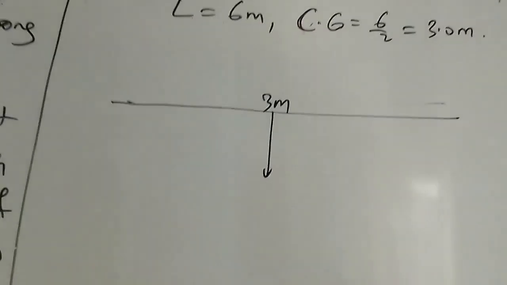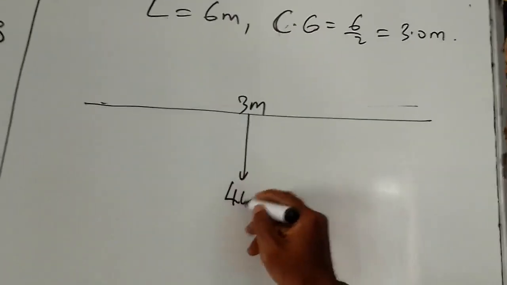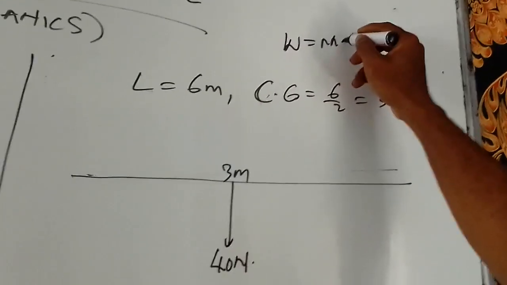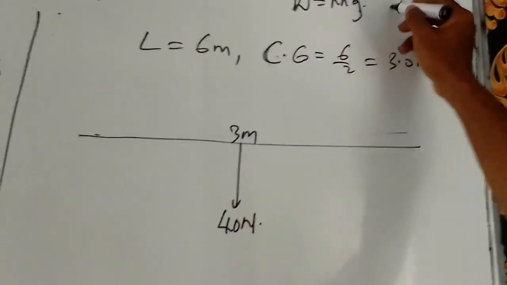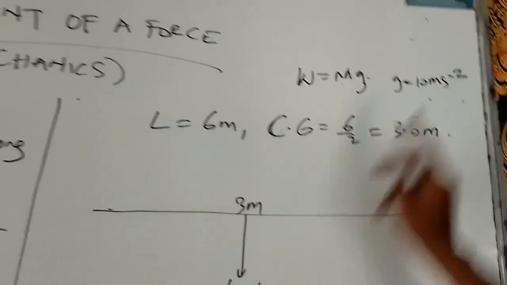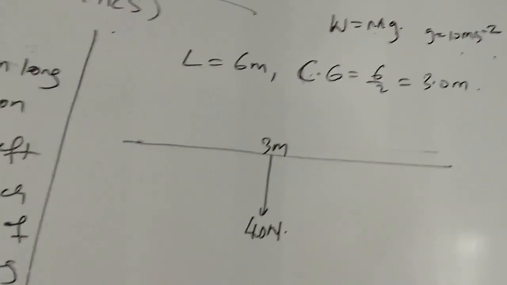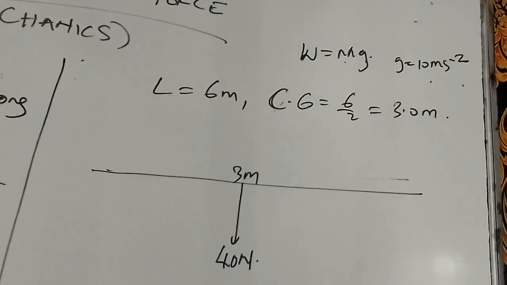And they say the weight is 4 kg. We have a 4 kilogram force acting downwards. So we can write it as 40 newton, taking note that weight equals mass times acceleration due to gravity. g is 10 meters per second squared, so 4 times 10 gives us 40. So the weight acts at the center of gravity of the uniform object.